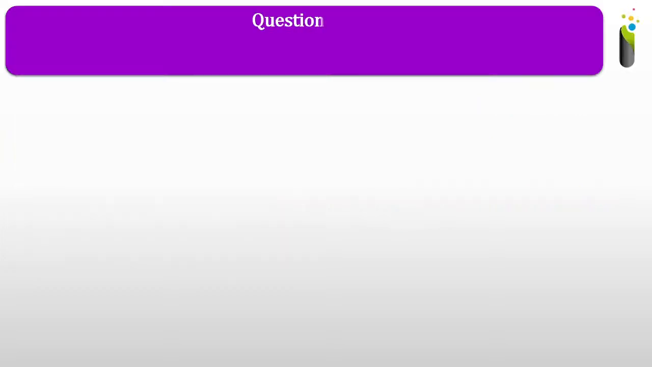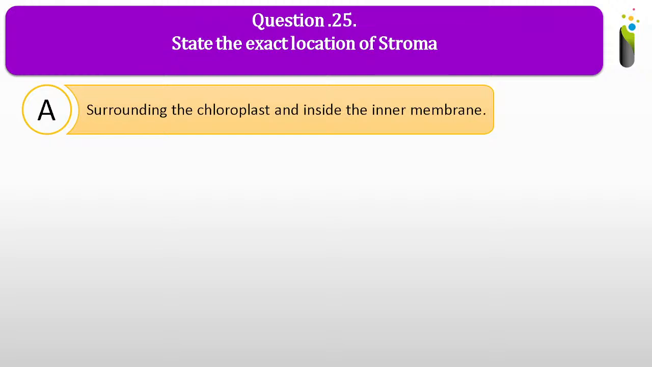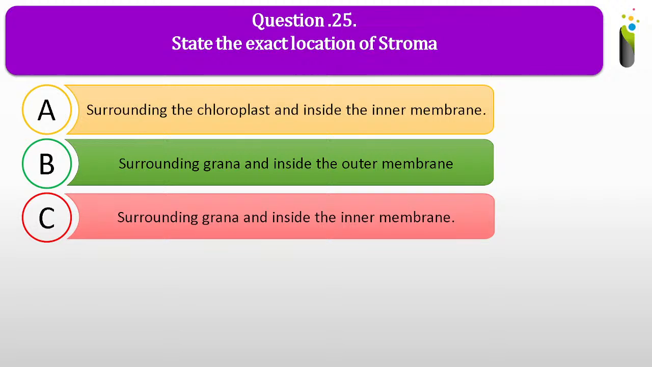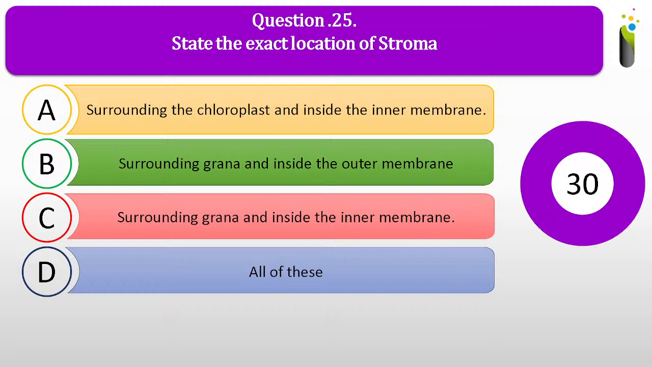Coming to the question number 25. State the exact location of stroma. A. Surrounding the chloroplast and inside the inner membrane. B. Surrounding the grana and inside the outer membrane. C. Surrounding the grana and inside the inner membrane. D. All of these. So you need to remember the structure of the chloroplast for this.